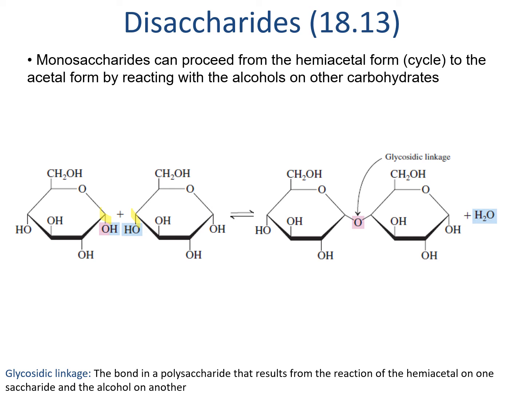This means that while the form, alpha or beta, of the monosaccharide was temporary, so this happens to be in the alpha form, the form of an acetal in a disaccharide is more or less permanent, and so this is permanently linked in the alpha form now.